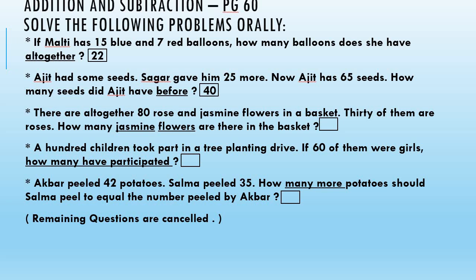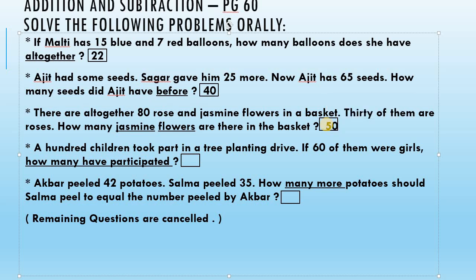There are altogether 80 rose and jasmine flowers in a basket. 30 of them are roses. So how many are jasmine flowers? You have to minus 30 from 80. Now 0 minus 0 is 0 and 8 minus 3 will be 5. So the answer is 50.